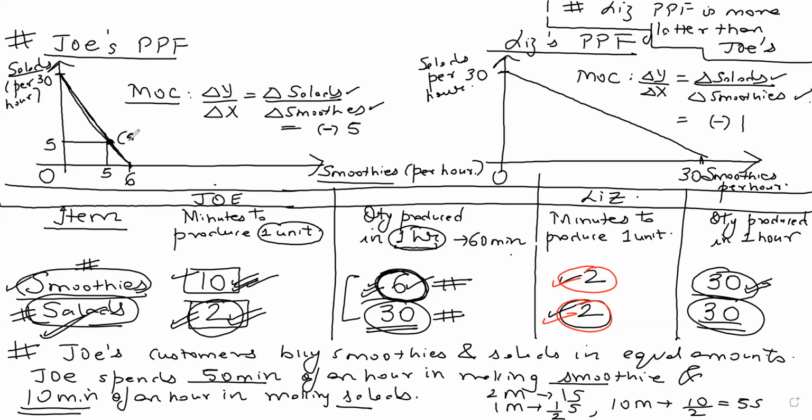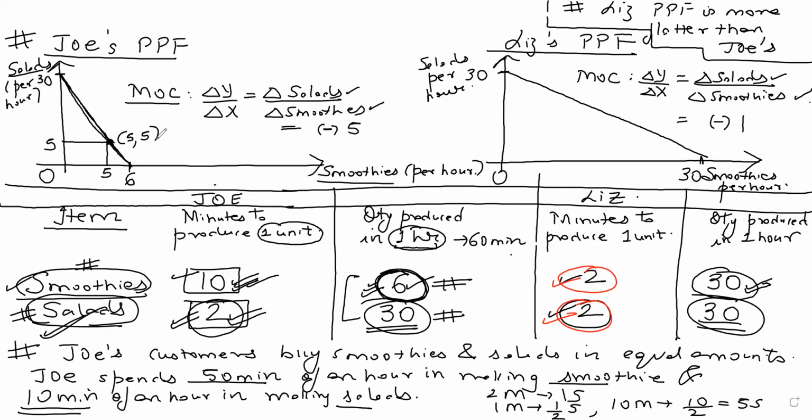So this is one reference point we have. Joey can make 5 salads and 5 smoothies in 1 hour because the customers have to buy smoothies and salads in equal amounts. If you do a bit of math here, you can clearly see that in 1 hour, with 50 minutes being devoted to smoothies and 10 minutes to salads, Joey can exactly make 5 smoothies and 5 salads.